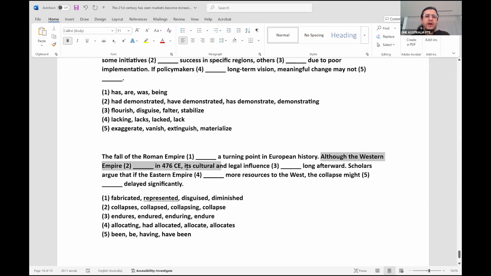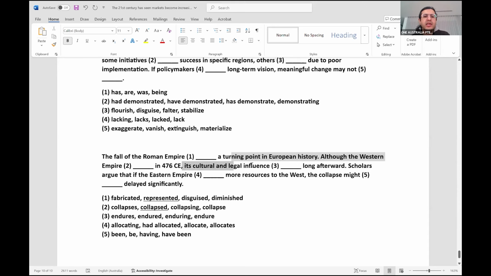Although the Western Empire collapsed in 476 CE. The blank here needs the past. Collapse means collapsed, simple past. Whenever there is a specific timeline, we generally use simple past, not past perfect, like not had collapsed. We just use simple past.